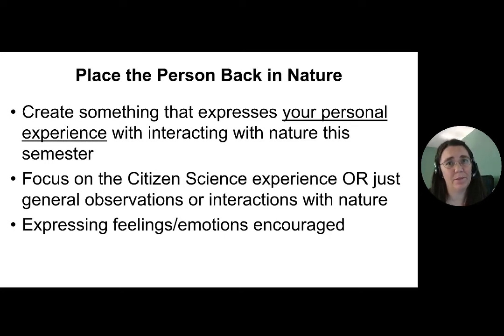Expressing feelings and emotions is not only encouraged but really desired. And it doesn't only have to be positive feelings or emotions. So if you experience something uncomfortable or negative in some fashion, that is your personal experience. That's what we want to hear about, is your personal experience. So it doesn't all have to be positive.